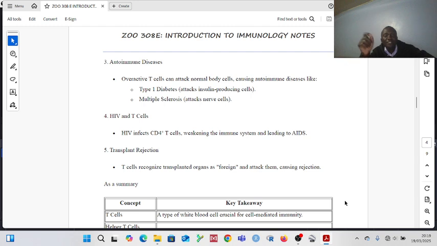And if not treated using ARVs, they now end up leading to the development of AIDS. The last importance of the T cells is transplant rejection. So remember, there was an aspect of these T cells recognizing or differentiating between what is foreign and what is not foreign. So by doing that, they will recognize transplanted organs as foreign, and therefore they will attack them. So if something is foreign, they attack it. By attacking it, they now lead to a rejection.